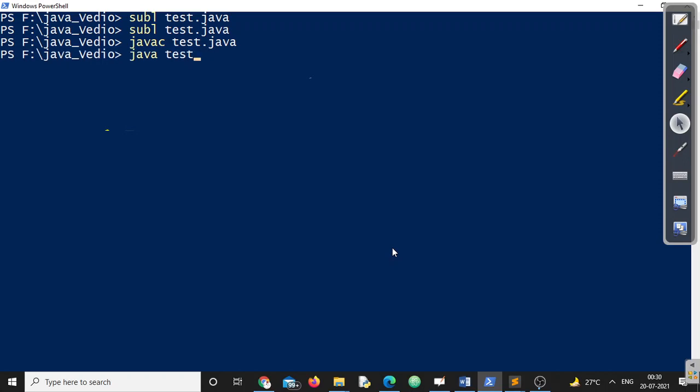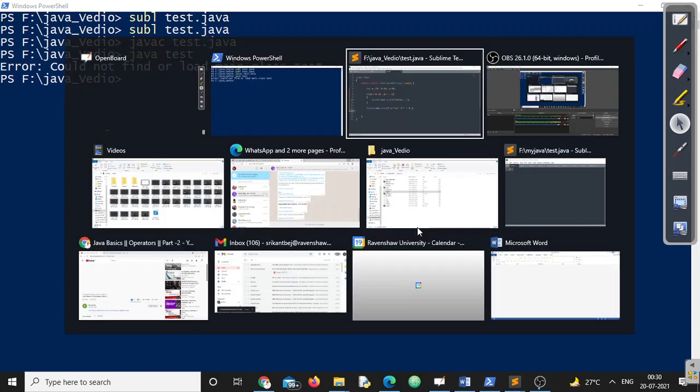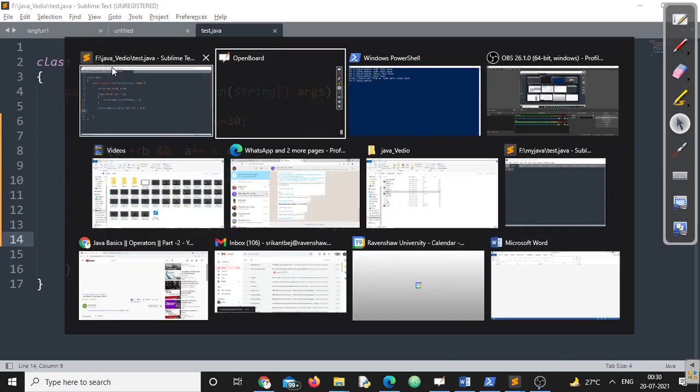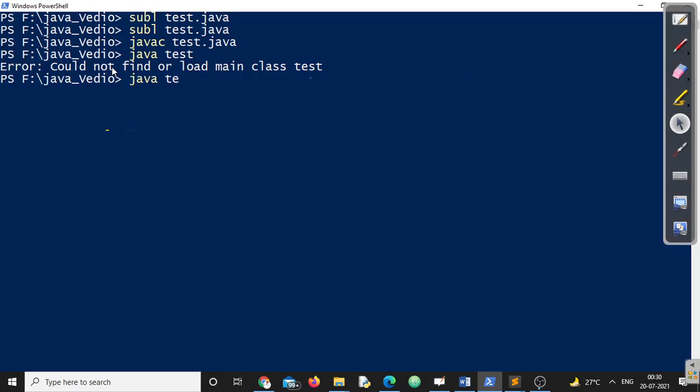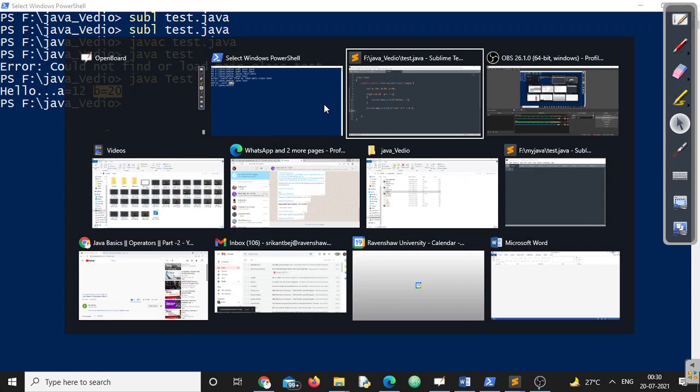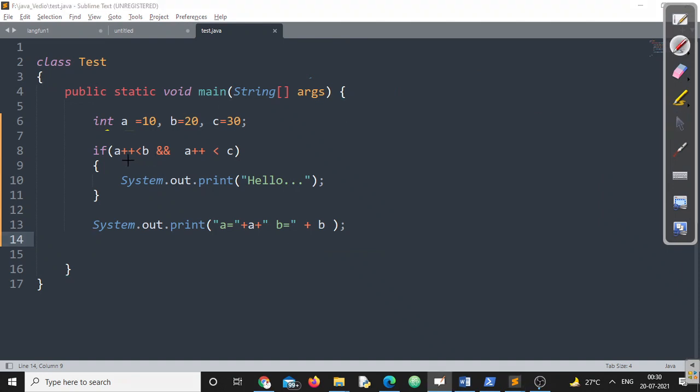Compiler says no problem at all, compiles fine. Then execute that one. Sorry, I think the name of the class is different. The name of the class is Test, with a capital letter. That's why we are not getting the proper output. Now what it says: hello is getting printed. After hello is printed, what is the value of a? The value is exactly 12, as we had discussed, and the value of b we have not changed, that will be 20, right? So one thing is clear: if the first one is true, the second one definitely is to be evaluated.